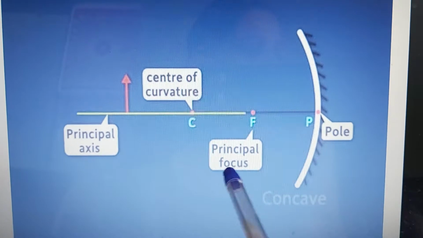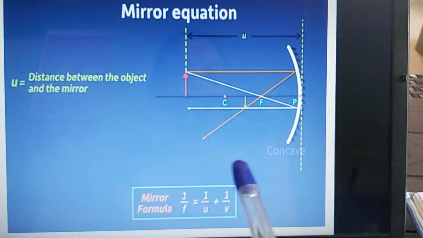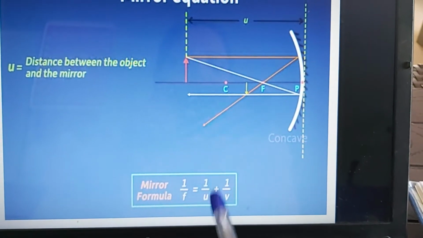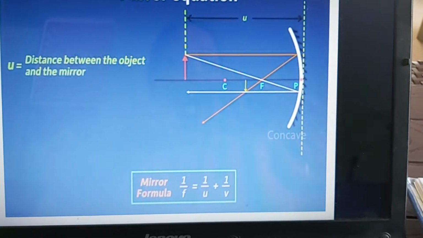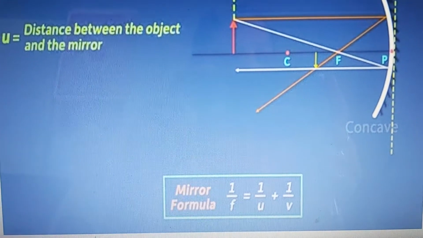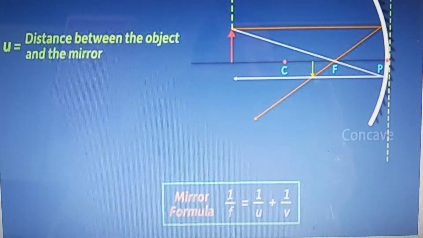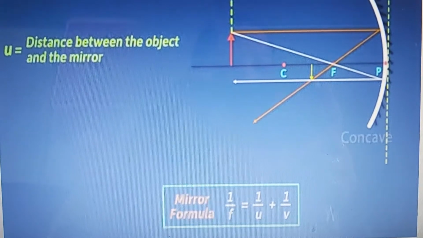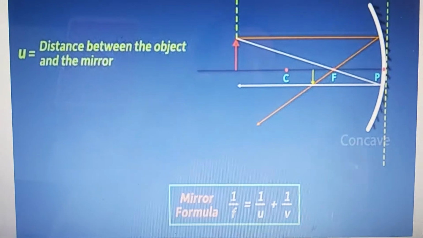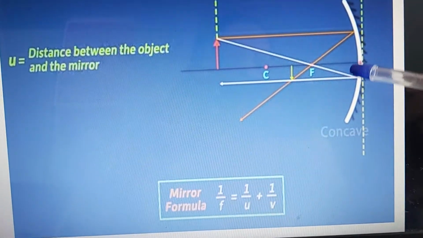So what is the mirror equation? This is the mirror equation. In the mirror formula, 1 over F equals 1 over U plus 1 over V. What do these letters imply? They are nothing but distances between points. To understand better, let's draw a tangent at point P.